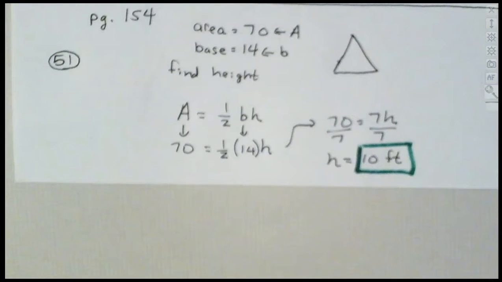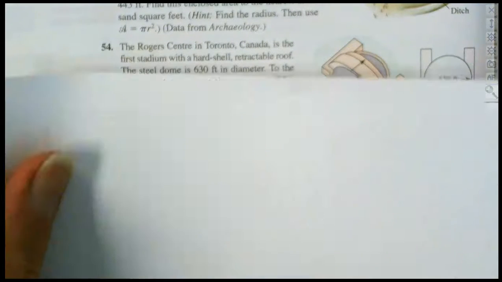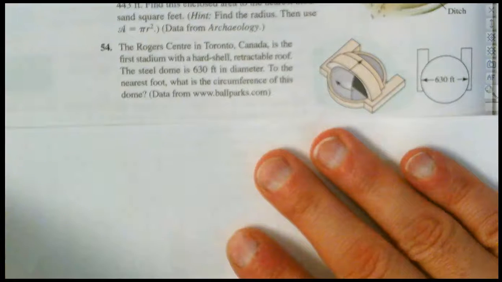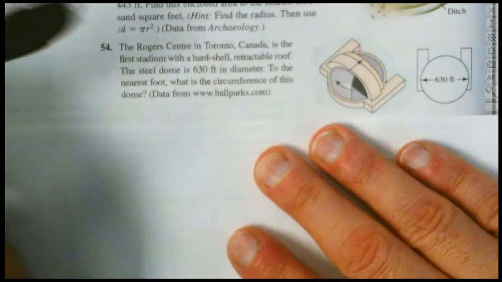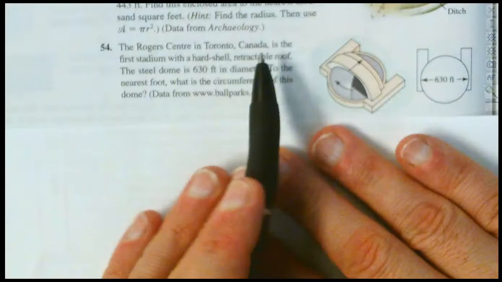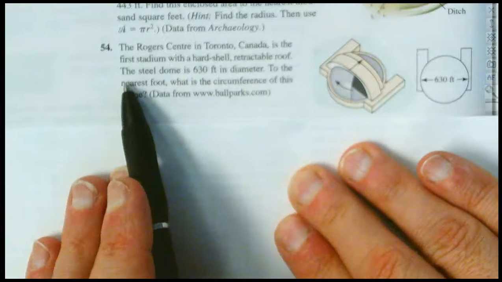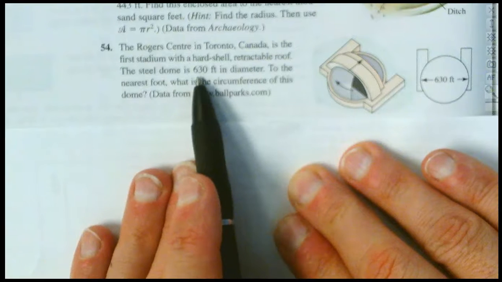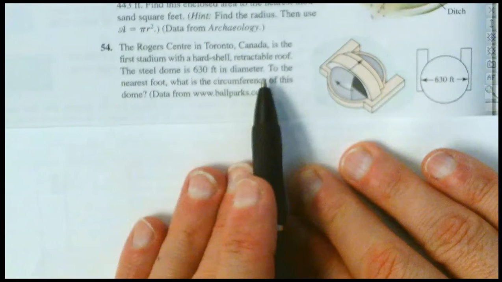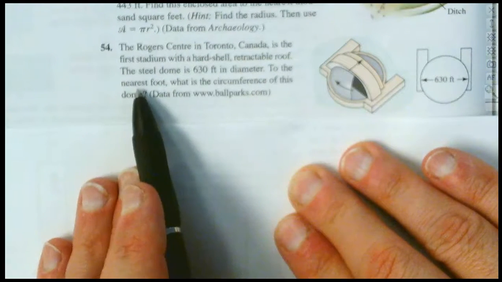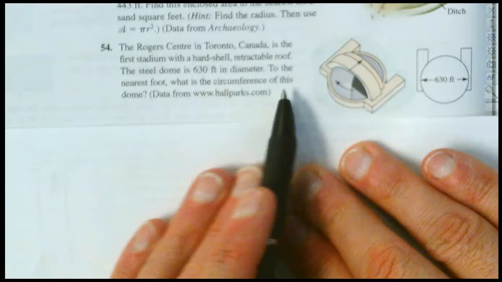Okay, let's look at another one. How about question 54? So question 54. The Rogers Centre in Toronto, Canada, is the first stadium with a hard-shell retractable roof. The steel dome is 630 feet in diameter. To the nearest foot, what is the circumference of this dome?